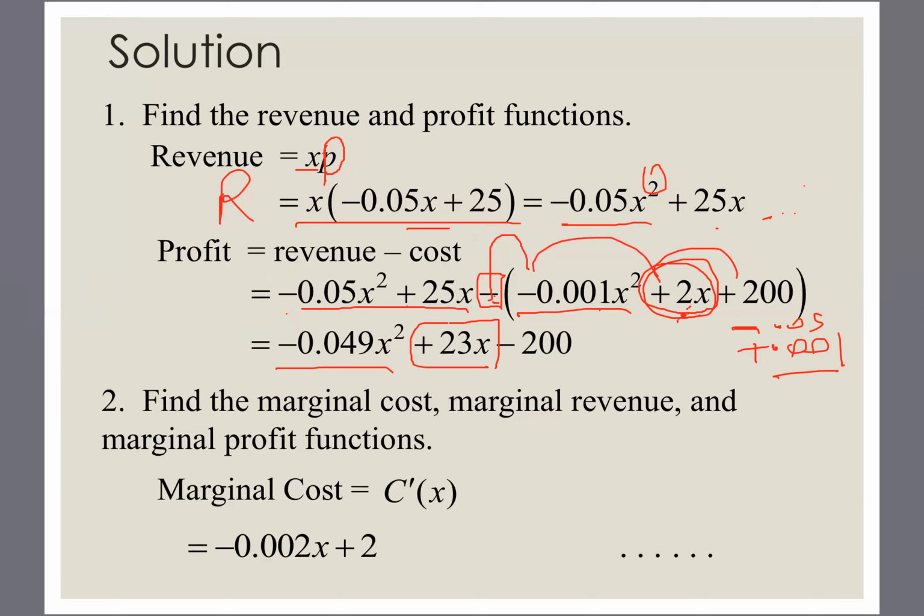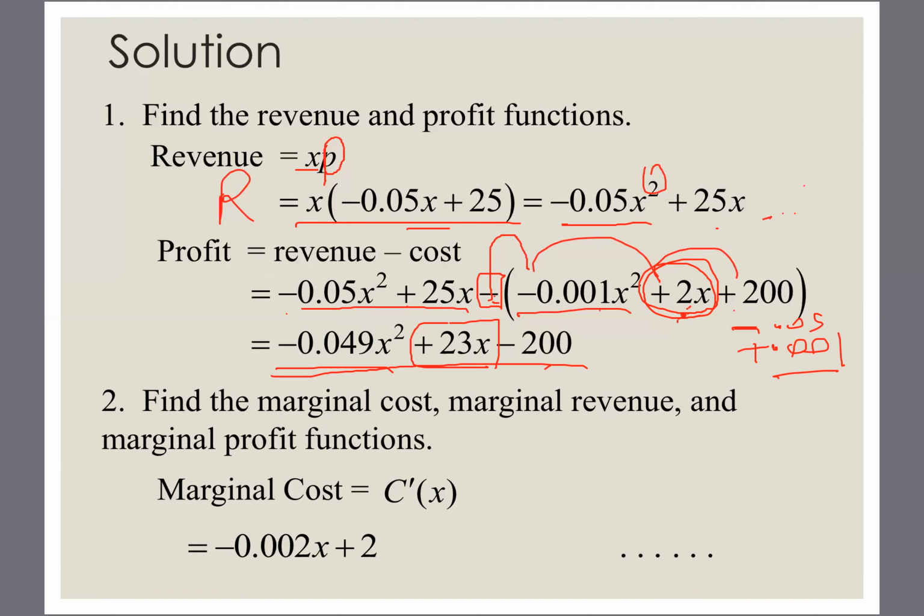And the constant term becomes again plus multiplied by the minus, then minus 200. So then this is the profit function. So yes, this is the profit function.